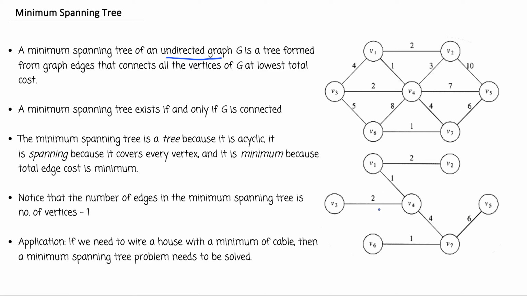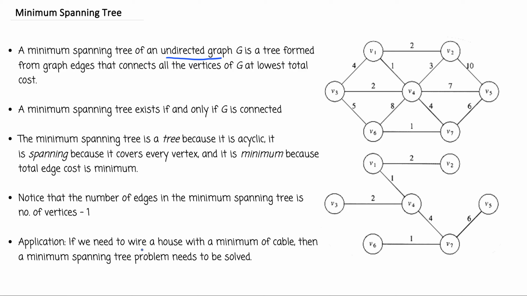But if you calculate the sum of all edge costs, it will be the minimum one. My aim is that the sum of all edge costs should be as minimum as possible. So this is the main point that we need to keep in mind while we discuss the differences between a shortest path and the minimum spanning tree.